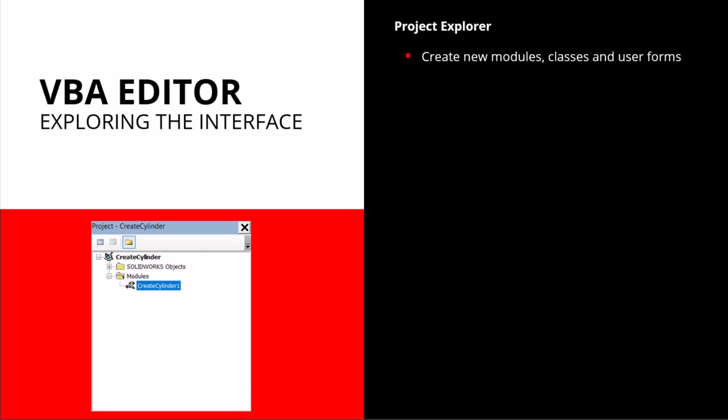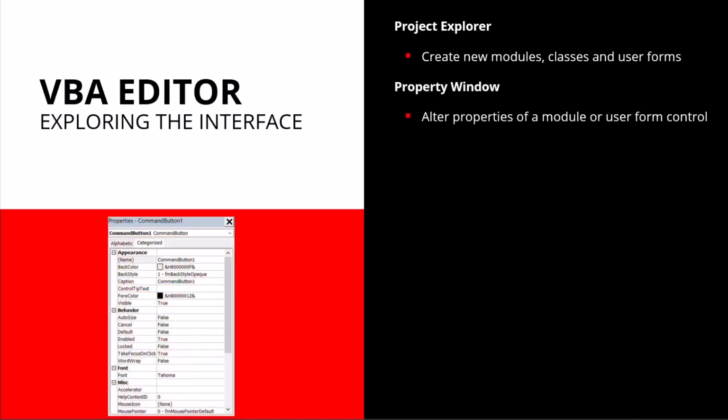If you're not, there are a couple panes that you should be familiar with, starting with the Project Explorer. This is where our default module is going to be created and any other user form or classes that we might manually add to our macro. There's also a properties window, which is really going to be important when we get into user forms. If we want to control the font of a given label, for instance, we'll have to modify those properties.